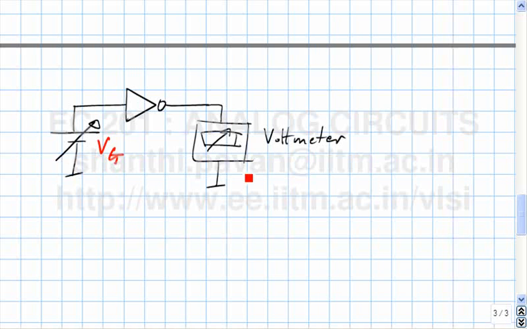Now if the voltmeter reading is too low, let's say you know V top and V bottom for the time being. I mean, that's a circular argument, because to know V top you need to know Vg. If the voltmeter reading is too low, what does it mean? If the voltmeter reading is too low, you must decrease Vg. If the voltmeter reading is too high, you must increase Vg. Does it make sense?